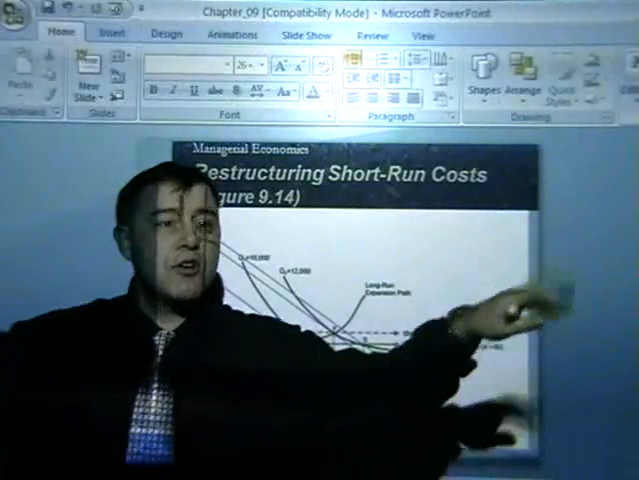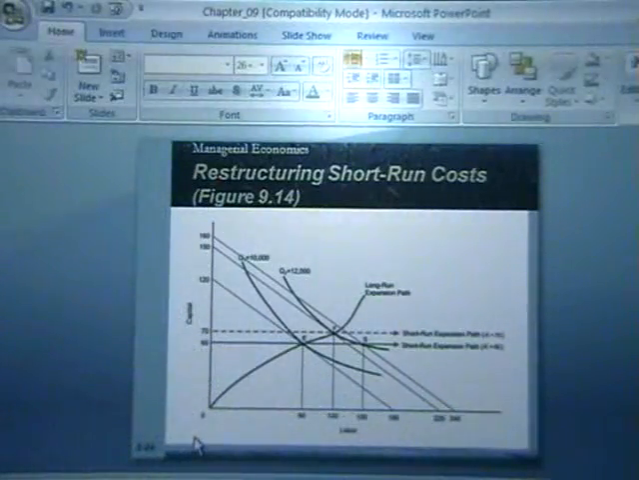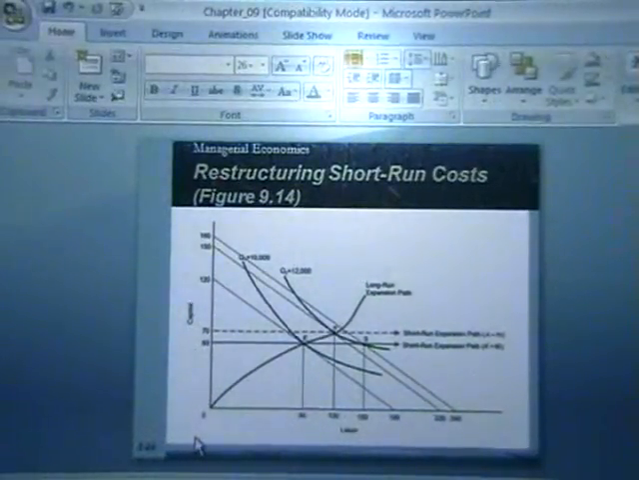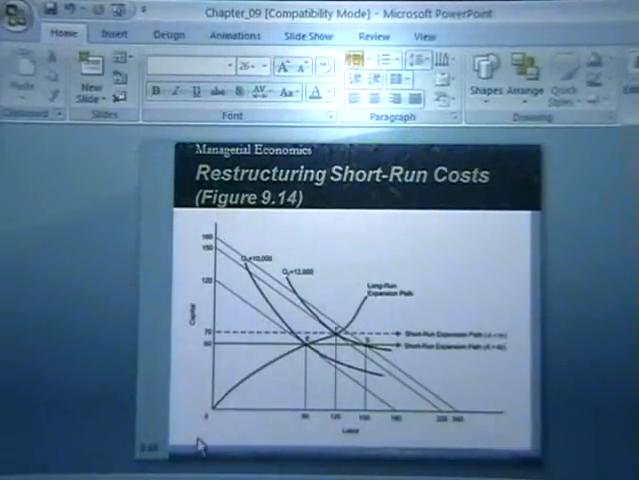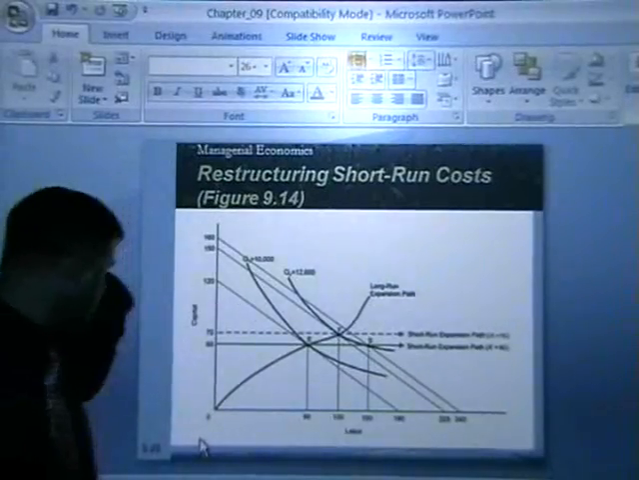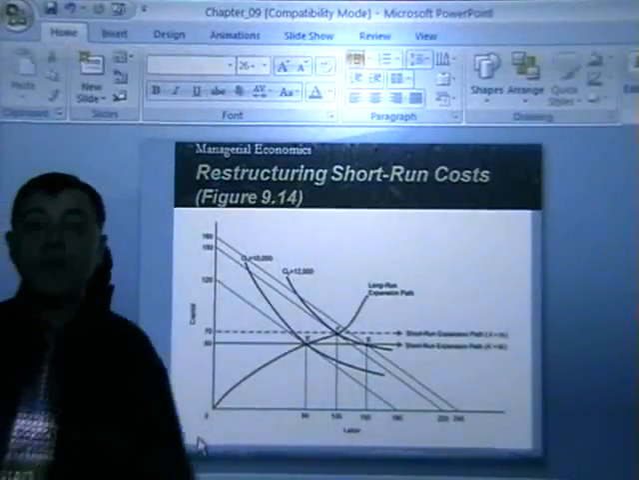You guys good to go for now? Let's see, we should be done. Restructuring short-run costs, all right? I think this is it. This is over, I think. All right, we're done.